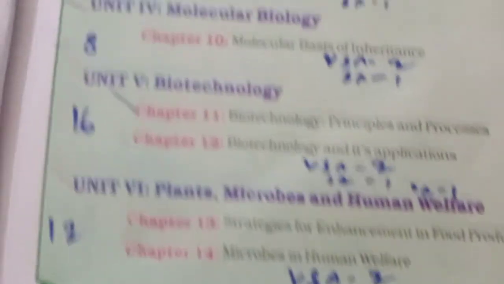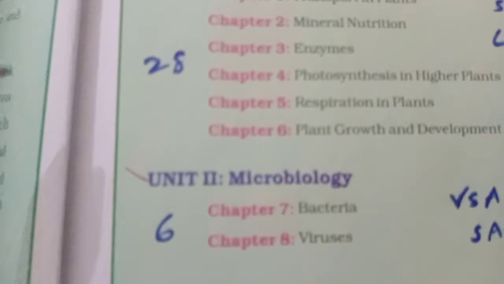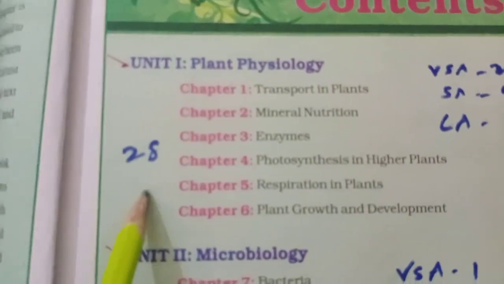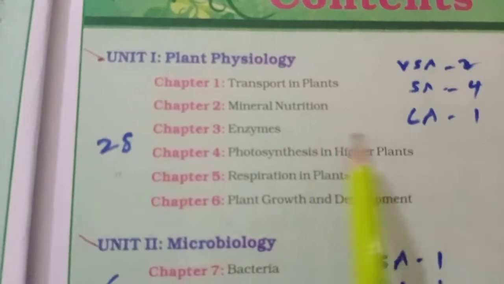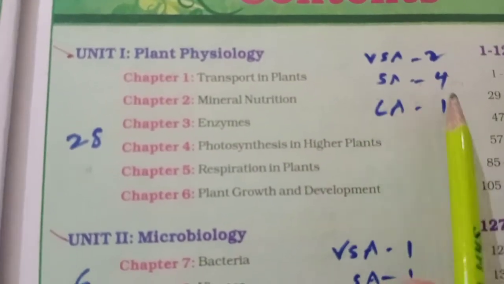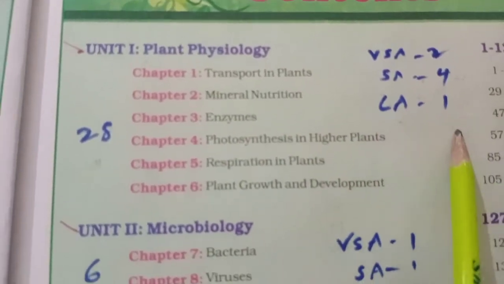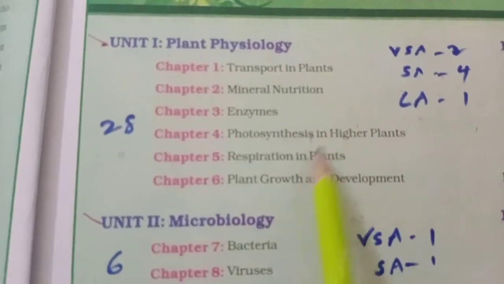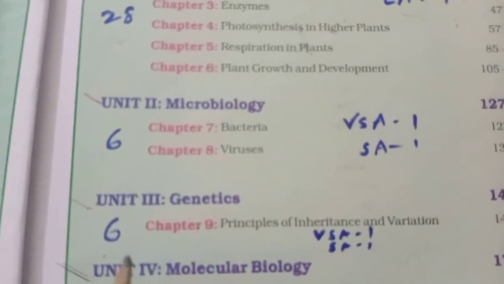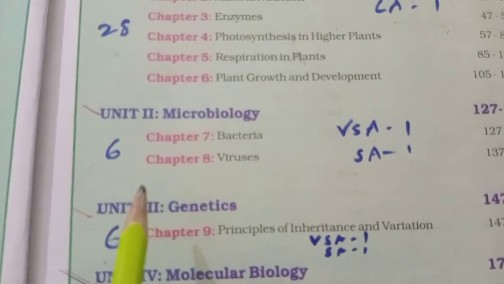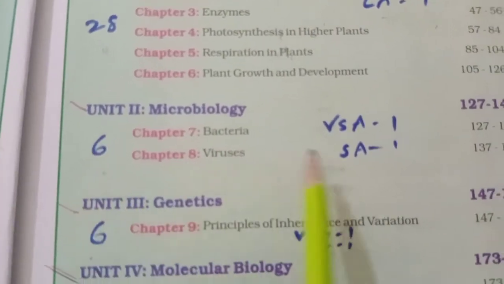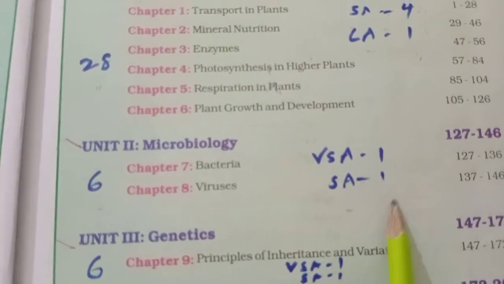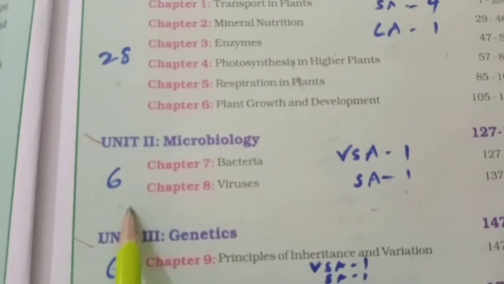Next, let us go to what I already said. Unit 1, plant physiology, carries how many marks? 28, from which very short answers are 2, short answers are 4, and long answer 1. So there will be a chance for one long answer to come from this unit. Next, the second unit, microbiology, carries 6 marks: very short answer of 2 marks, 1, and short answer 1. So 2 plus 4, total 6 marks.